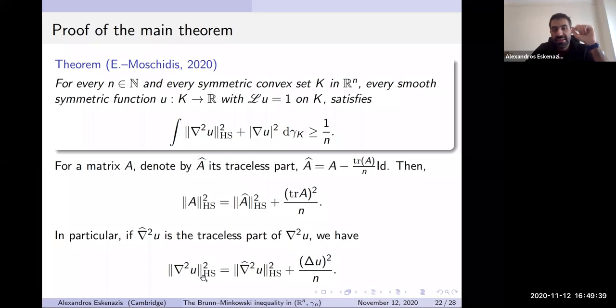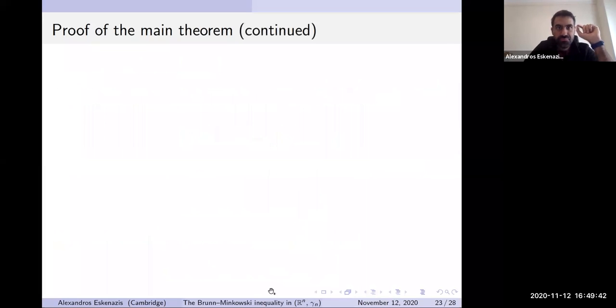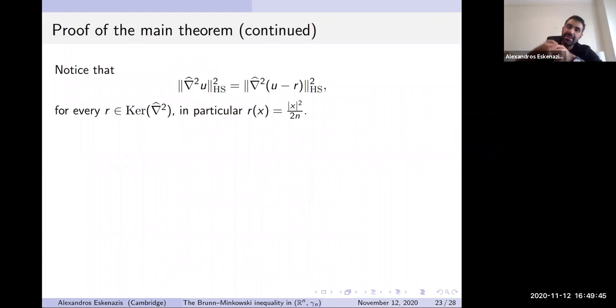Now the question is, what does this deficit measure? So what it measures is the distance of u from the kernel of this operator nabla hat squared. So it measures in a way the distance of u from the space of all functions, the traceless part of whose Hessian is equal to 0. In other words, the distance of u from the space of functions whose Hessian is a multiple of the identity matrix.